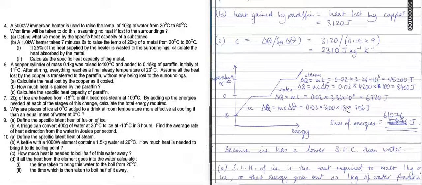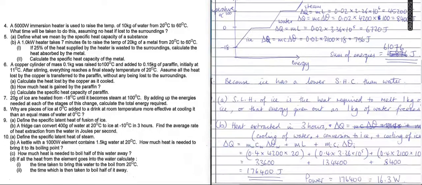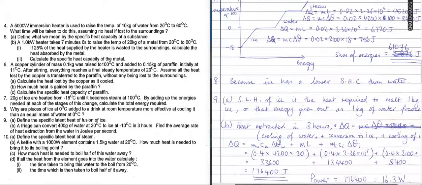Question 8. Why are pieces of ice at 0 degrees C added to a drink at room temperature more effective at cooling it than an equal mass of water at 0 degrees C? Simply speaking, GCSE you could write because ice has a lower specific heat capacity than water.